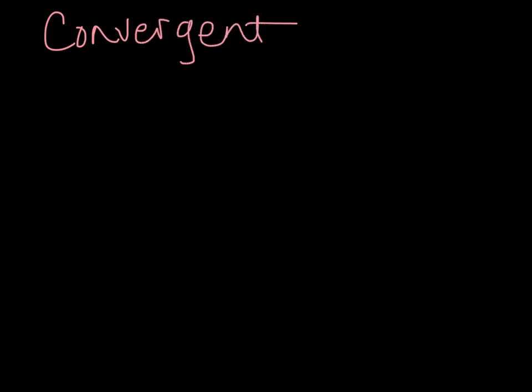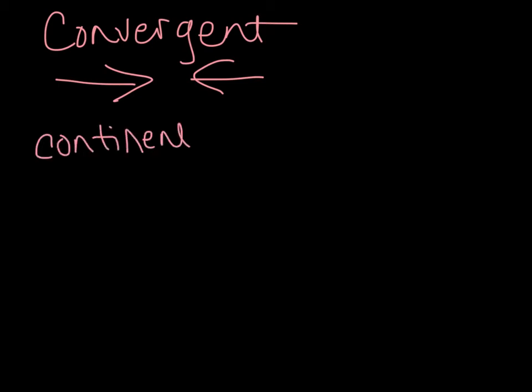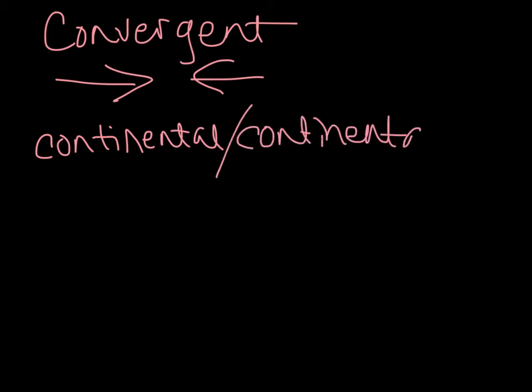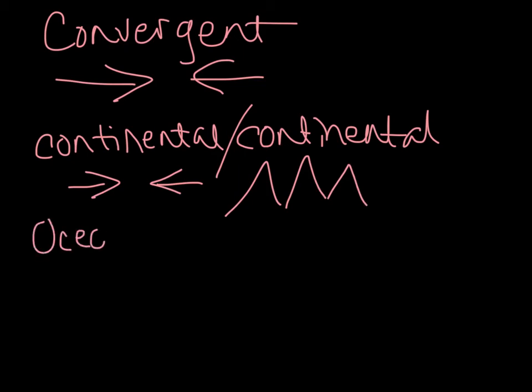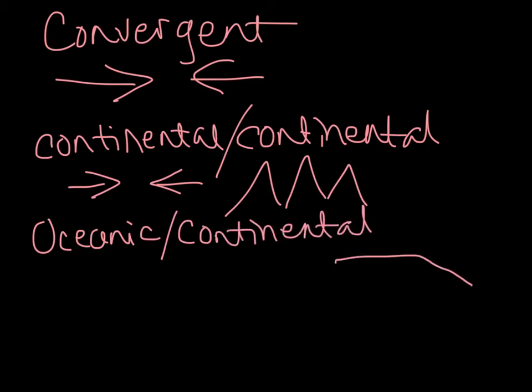All right, in a convergent boundary, this is where you're going to see two plates coming together. In a continental, you will see them come together and form mountains. In an oceanic continental, you're going to see the plates subduct under each other. Well, one of them is going to subduct. In that case, it's going to be the oceanic.